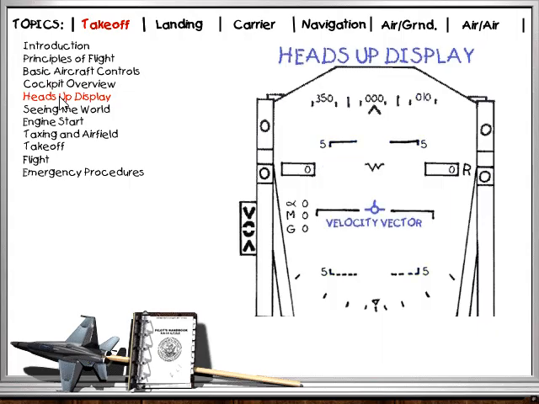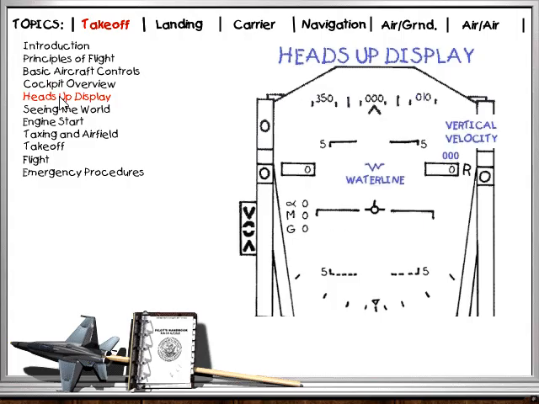The velocity vector indicates your aircraft's flight path. When the velocity vector is above the horizon bar, the aircraft is climbing. When the velocity vector is below the horizon, the aircraft is descending. To maintain level flight, you must hold the velocity vector on the horizon.